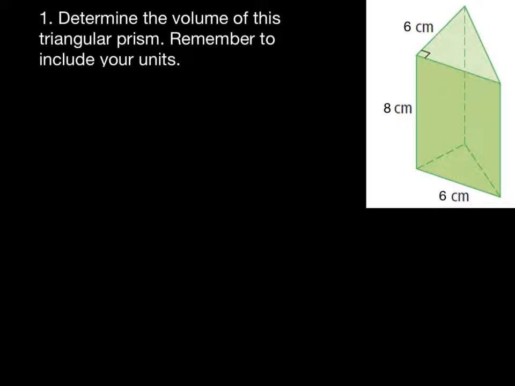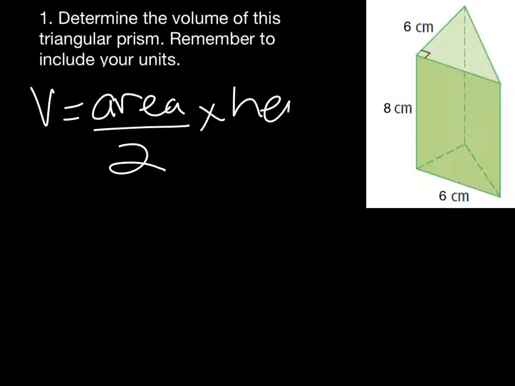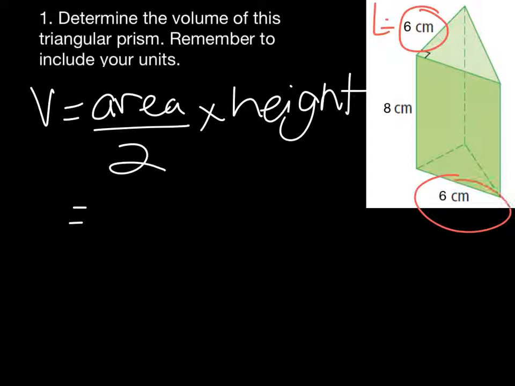Okay, so what's our formula for volume of a triangular prism? Yeah, so V equals the area of the base divided by 2 times the height. Okay, so the area of the base, well, that's going to be 6. We can call this our length, and width. So 6 times 6, and all of that divided by 2. And then our height. So our height is 8.